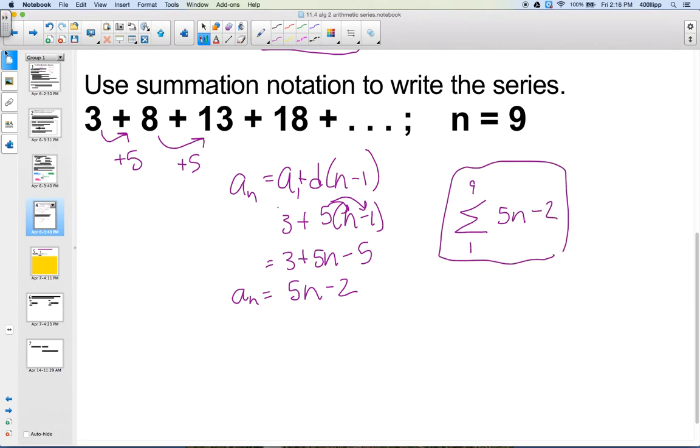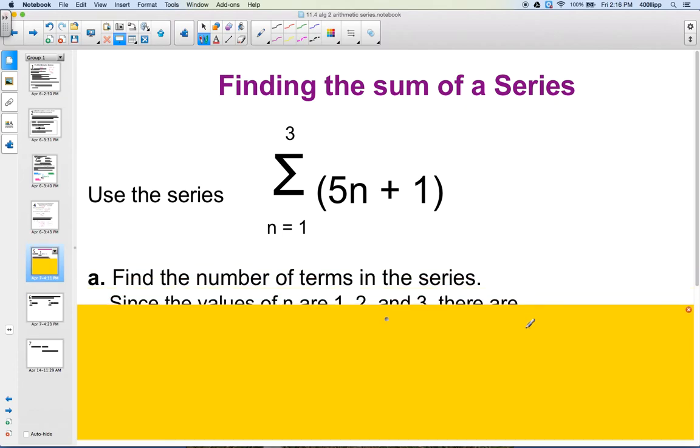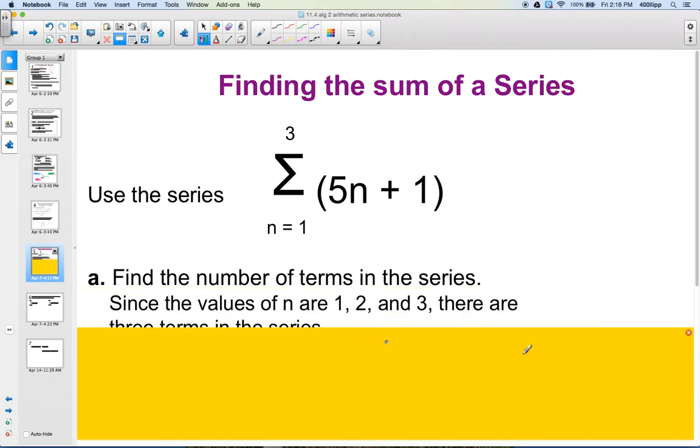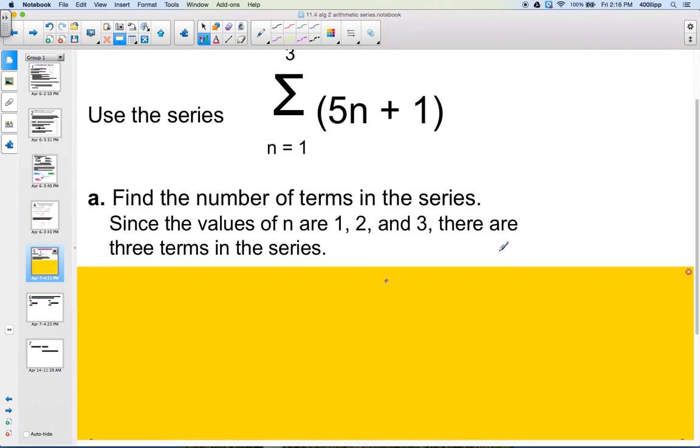And that's summation notation. Okay, so now we're going to actually use summation notation to find the sum of the series. So the first thing that you're going to have to do is find the number of terms in the series. So how many numbers am I actually adding up?